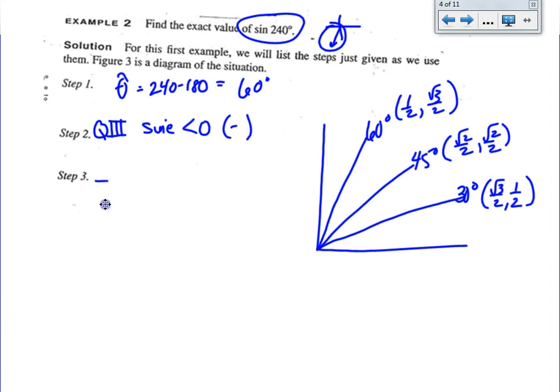So I'm going to write down a negative symbol, and then what follows is just the sine of the 60-degree angle. So, let's see, sine we said was square root of 3 over 2. Do you remember, we discussed briefly that cosine was the x value and sine was the y value? So our answer here is negative square root of 3 over 2.